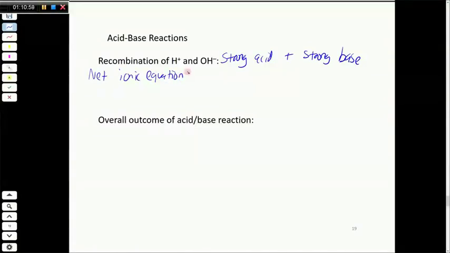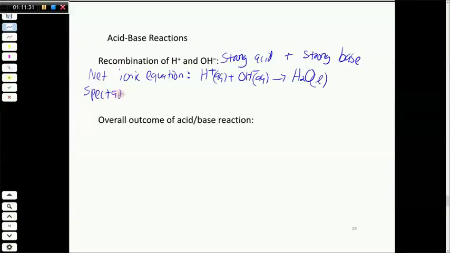So the net ionic equation for any strong acid, strong base reaction is just the H plus from the acid reacting with the OH minus from the base to make water, which is a liquid. So H plus plus OH minus to make H2O liquid. That's the net ionic equation for any strong acid, strong base reaction. It's just a recombination of those two to make water. But the full equation is going to have some spectator ions and possibly some coefficients in it, which depend on what the actual identities of the acid and base are.